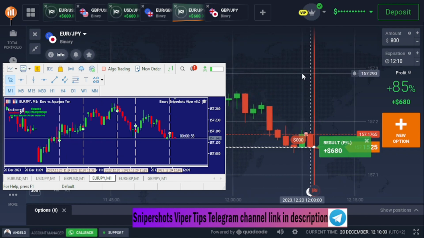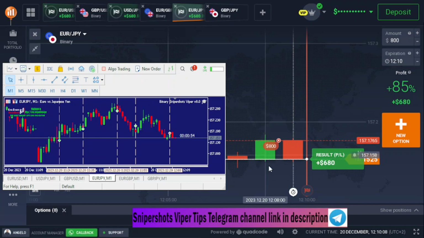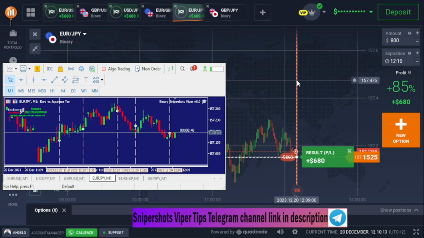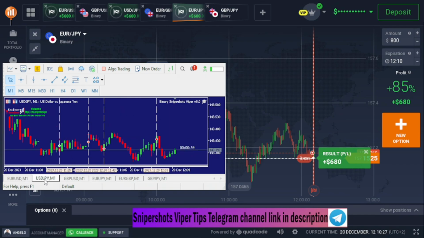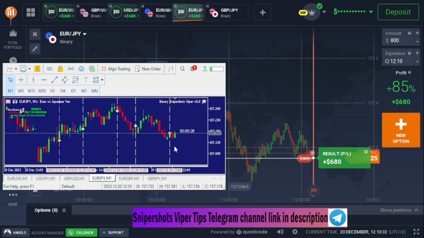and it just closed in profit. Okay, so this is our third signal of the day, guys. As you can see, it's clearly deep in profit. It's from Euro JPY. We also had a signal on USD JPY and it made profit, and the first one was on Euro USD. So let's go back to Euro JPY and wait for another signal, guys.